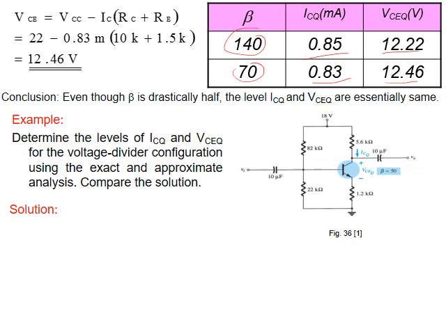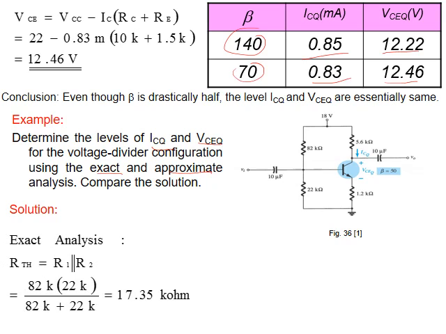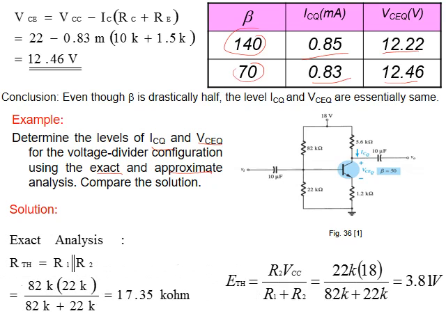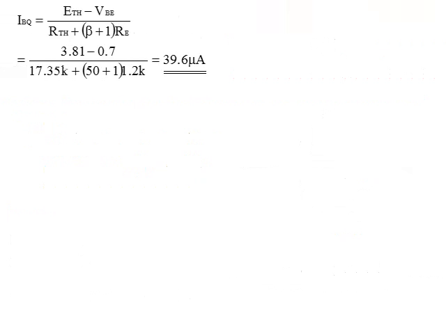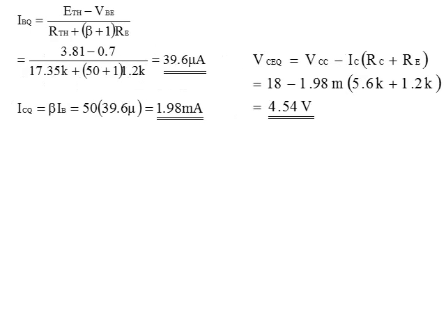He told me to determine the levels of IC and VCE for the voltage divider configuration. We know the resistances, using exact and approximate methods, and compare the solutions. Let me start with exact. I found R Thevenin, R1 and R2 in parallel. Then I find E Thevenin. Then I find IB as we discussed before. Then IC. Then VCE as we discussed.